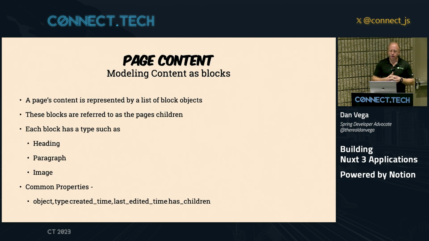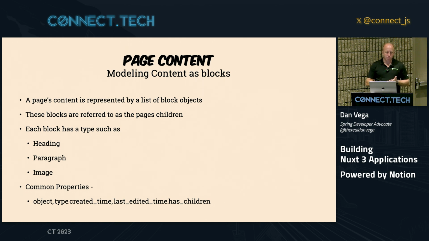This is where modeling content as blocks comes in. Every page's content is represented by a list of block objects. This is like a huge array of all the things that you put in a page. So I have a paragraph, I have an image, I have a video, another paragraph. This is really an array of block objects, and those block objects represent content. Each block could be, like I said, heading, paragraph, image.